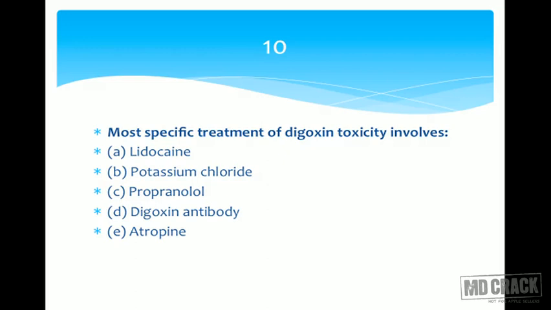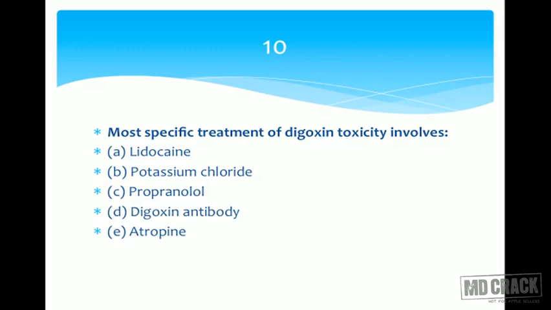Lidocaine is useful for digoxin-induced arrhythmias, correct? Potassium chloride, of course, is useful because there's hypokalemia. Propranolol is going to be dangerous in this situation because propranolol is going to suppress the heart. Next one is digoxin antibody. Yes, this can be useful. And next option, atropine. This also can be useful because atropine can increase the heart rate. Atropine can prevent the bradycardia which is produced by digoxin.